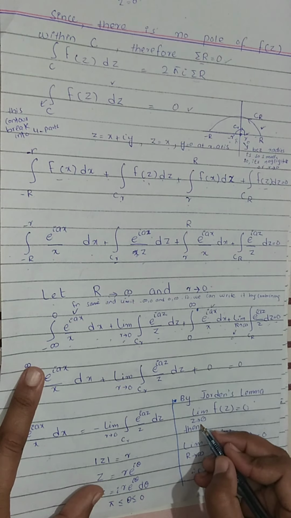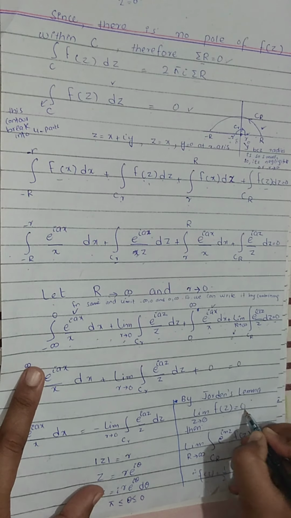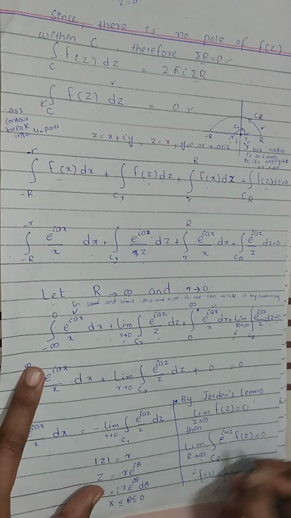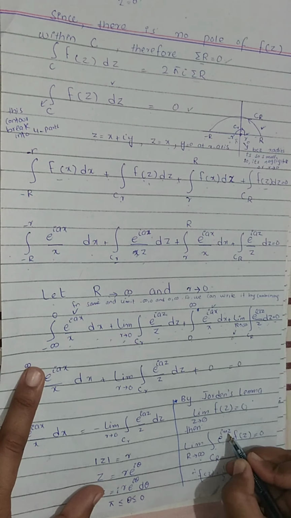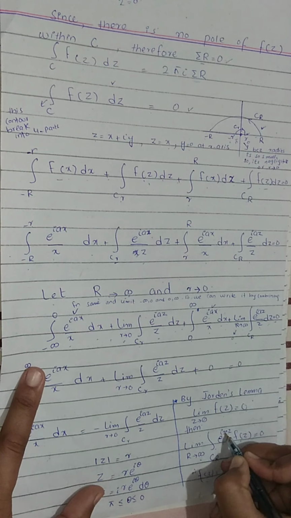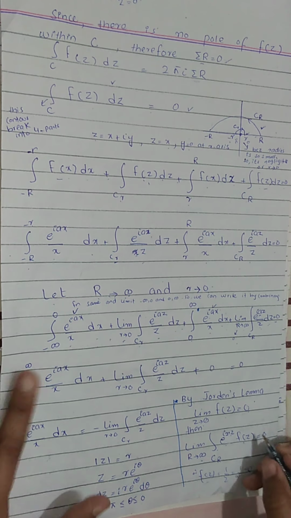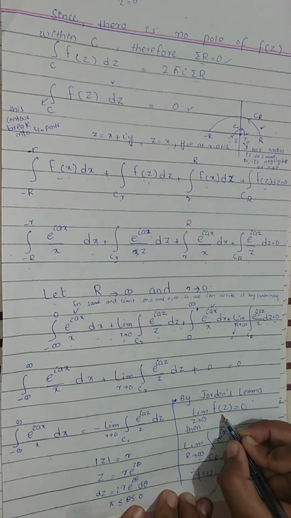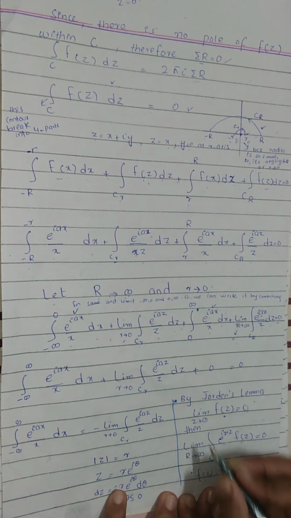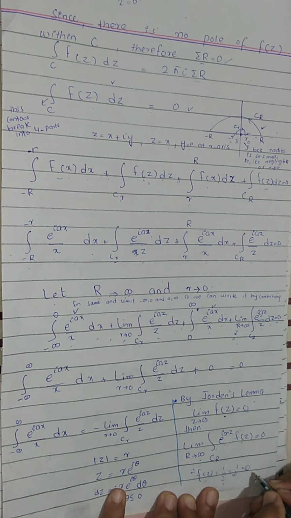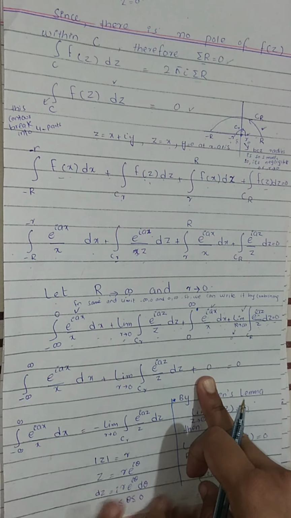If the limit as z approaches infinity of f(z) is equal to 0, then the limit as R approaches infinity of the integral of e^(imz) f(z) is equal to 0. Here m is a constant. We can see that we have the function f(z) = 1/z. So if z approaches infinity, 1 over infinity is equal to 0, so this integral will become 0.